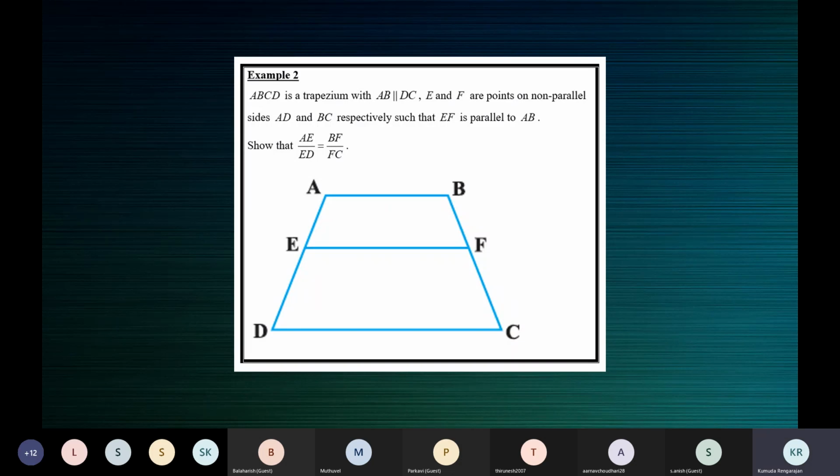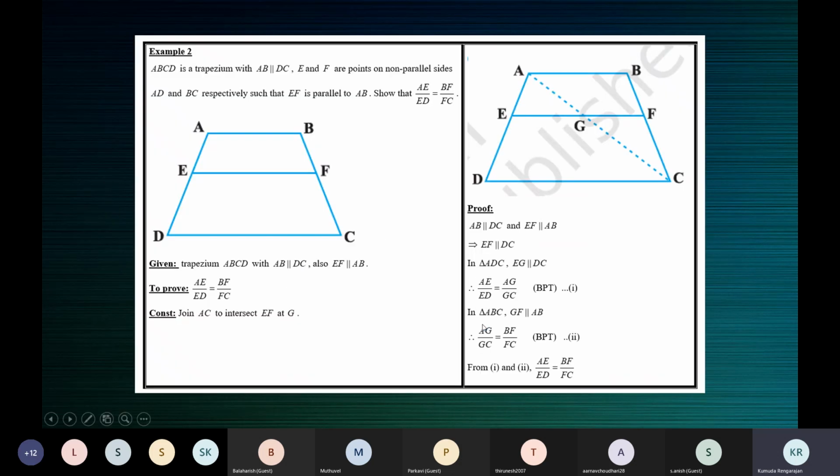So in order to use BPT, we have a proportion. We need to prove a proportion. So to get a proportion, BPT will help you. In BPT, if you have a triangle with parallel lines, then you can get a result which is a proportion. So we'll join the diagonal AC. You can also join the diagonal BD. I think in the video I have connected the diagonal BD. Let me say diagonal AC here because that's how I worked it here.